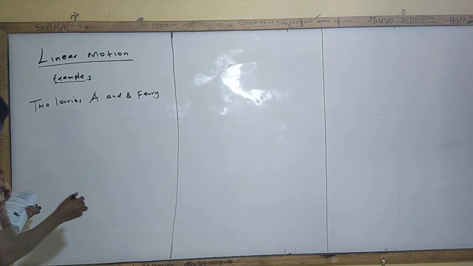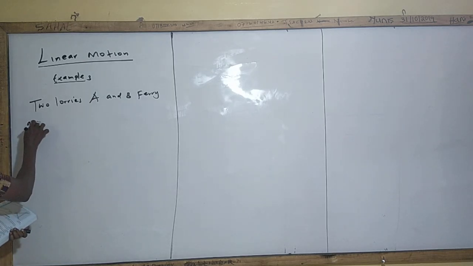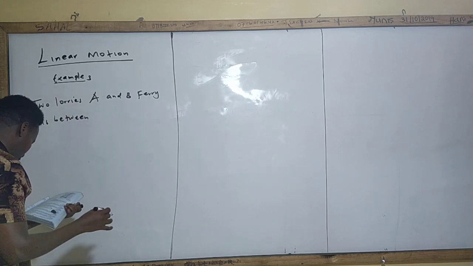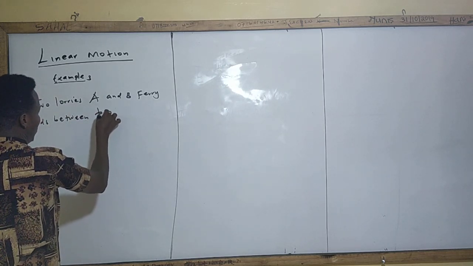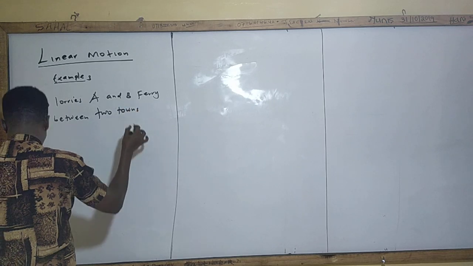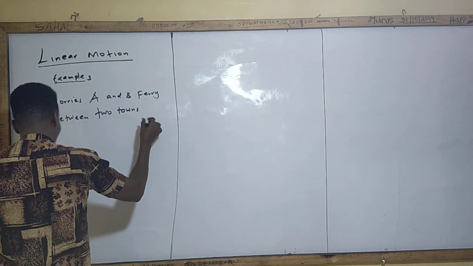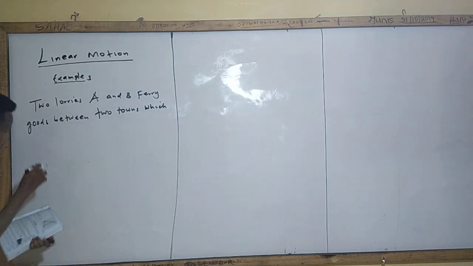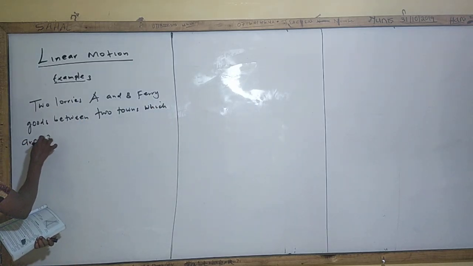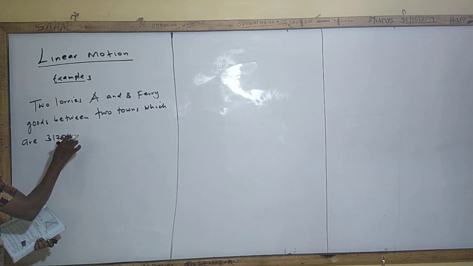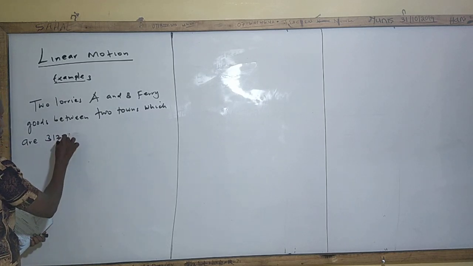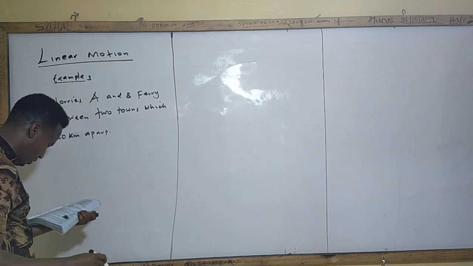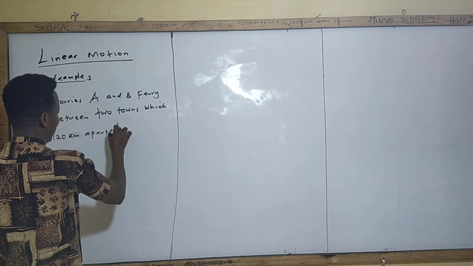Two lorries, A and B, carry goods between 2 towns, okay? Between 2 towns, which are 120 kilometers apart. Full stop.